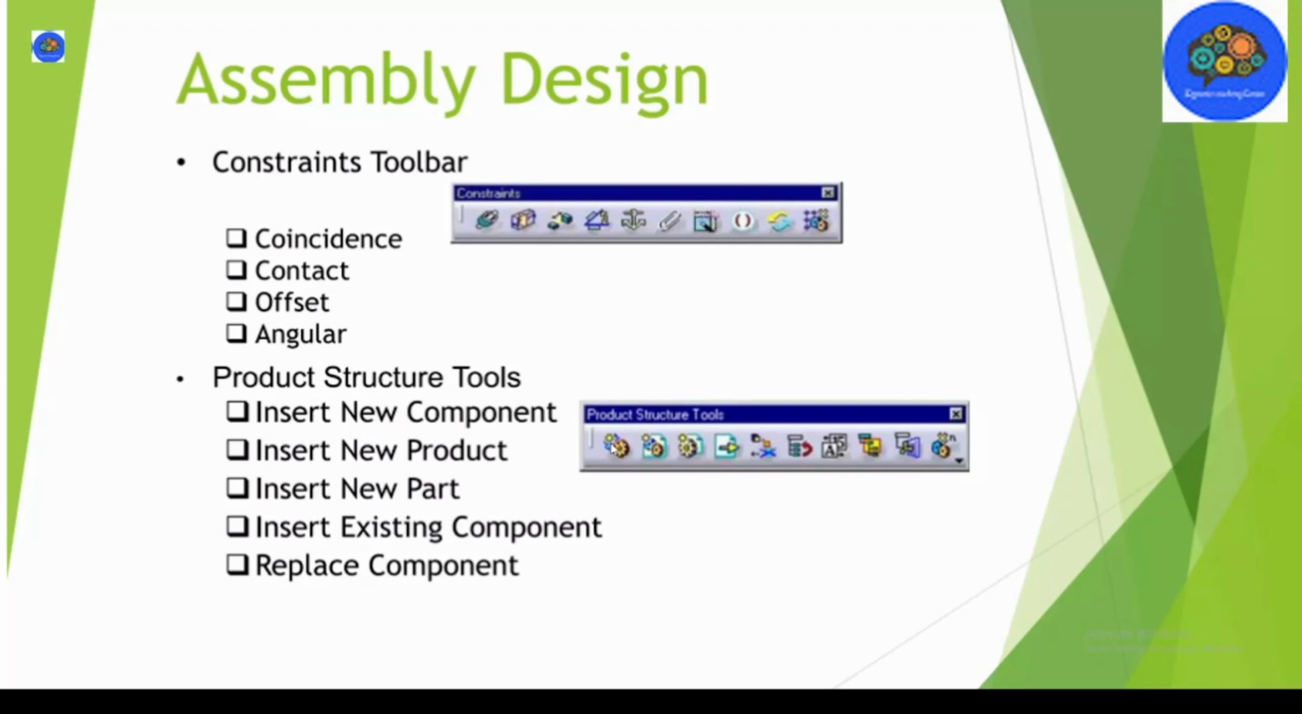The first thing is the insert new component, where if you use this, it means we are going to create a new component, and this is the insert new product option. New product means we are going to create a new assembly product. And the next thing is insert new part. New part means we are going to create a new part inside the product, in the product itself.